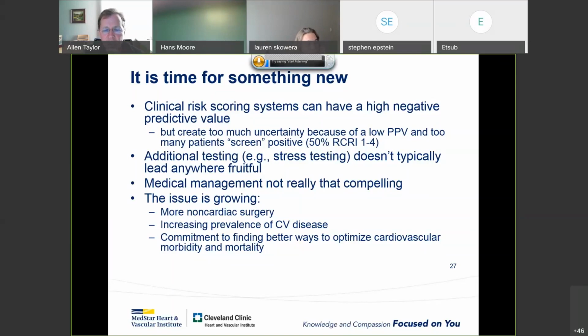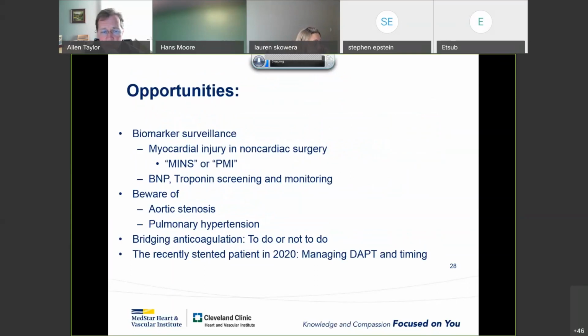So where does this lead us? If screening is not the answer, I'm here to present that I think surveillance is the answer. I think the opportunity is, in fact, through biomarker surveillance. I'm going to present to you now a series of studies that have looked at the ideas of myocardial injury and non-cardiac surgery, which comes under 2 acronyms, either MINS or PMI. I'll explain what those are. And we'll go through BNP and troponin screening and monitoring in detail. And then we'll finish with a few other points about some nuances in both the treatment and the assessment and management of non-cardiac surgery and medications.